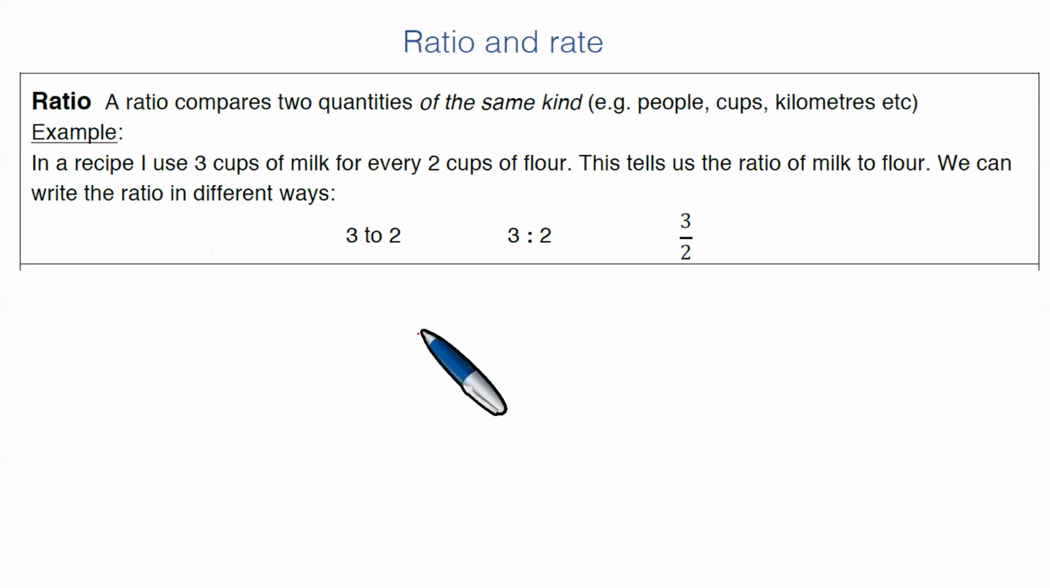Let's look at ratio and rate. What is a ratio? A ratio compares two quantities of the same kind, that is, people, cups, kilometers. For example, in a recipe, I use 3 cups of milk for every 2 cups of flour. This tells us the ratio of milk to flour.